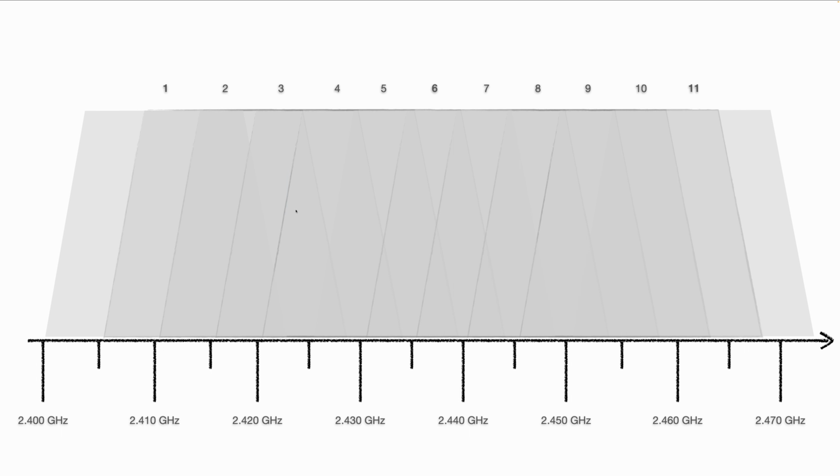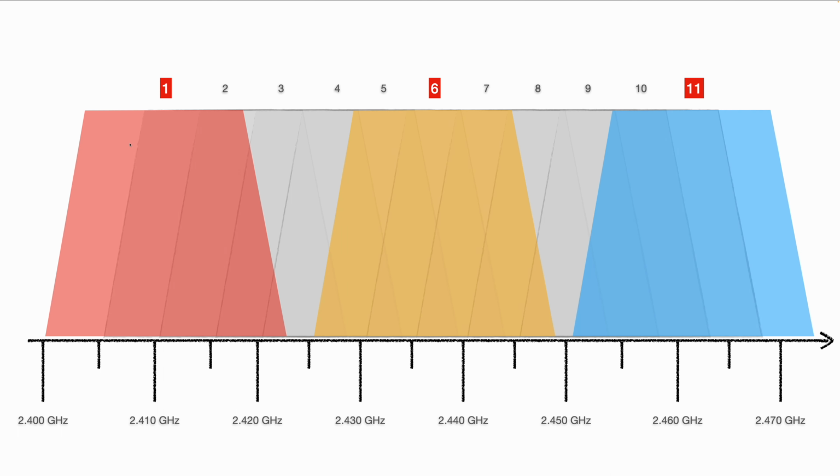This is what we end up with. The 11 channels are packed in the limited range and they overlap with each other. You may know overlapping of frequencies means potential interference and bad Wi-Fi signals. However, among the crowded 11 channels, there are three of them, channel 1, channel 6, and channel 11. They do not overlap with each other.